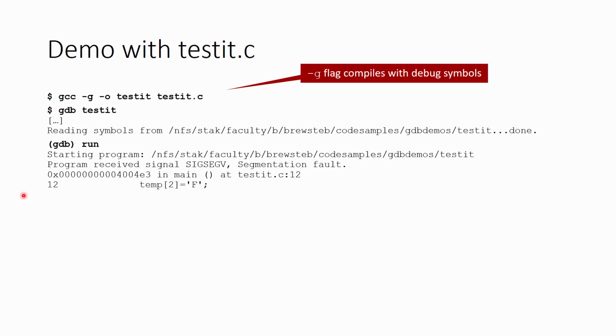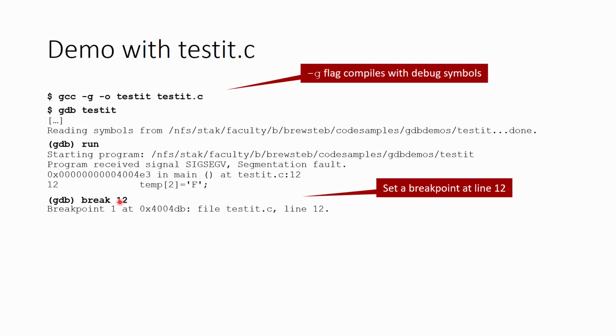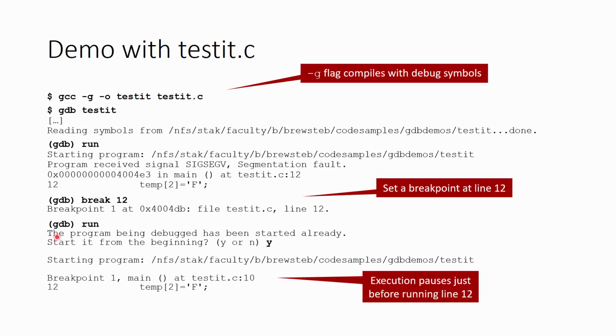Something about that is causing an immediate segfault. Now from our previous lectures, we have an idea. Segfaults are commonly caused by trying to write into strings, or trying to write into read-only strings. So let's see if that's the case. We're going to set a breakpoint at line 12. What that will do is stop the program just before it executes that line. Then we'll type run again, and it'll tell us this program has already started. Do you want to start it again from the beginning? Type yes, and it'll keep going.